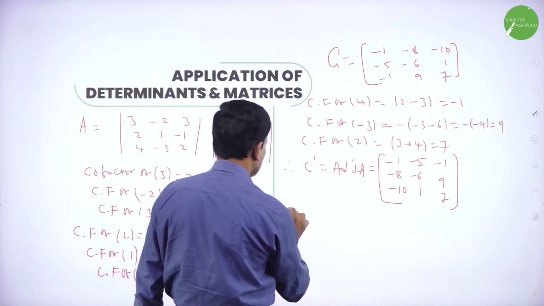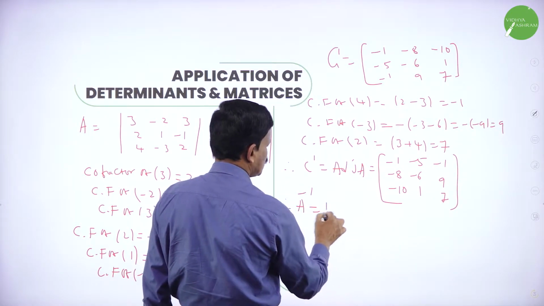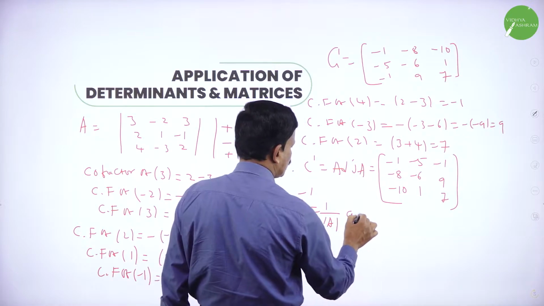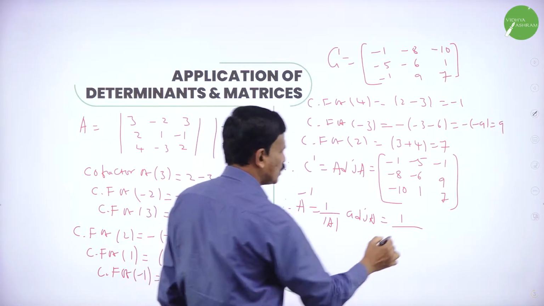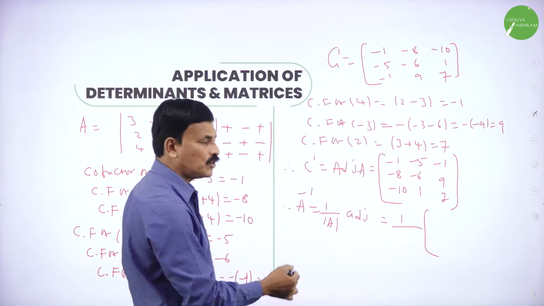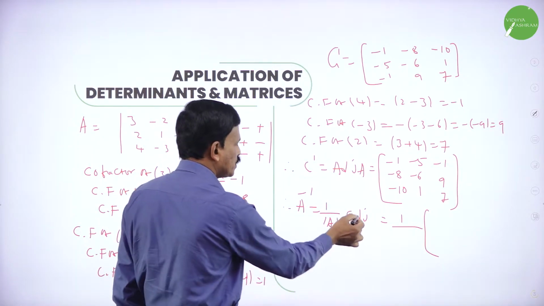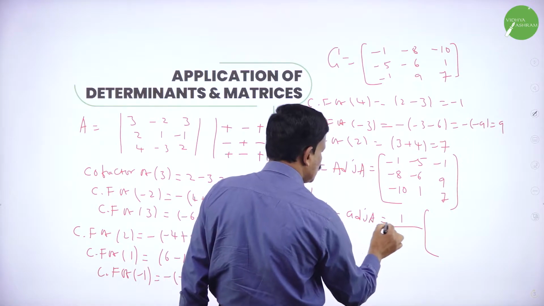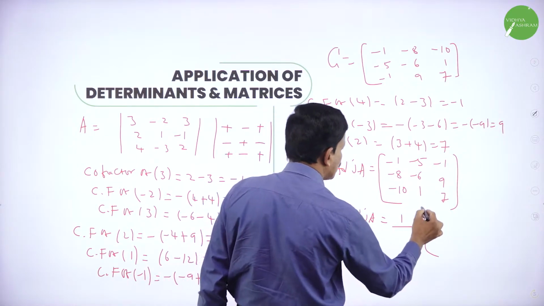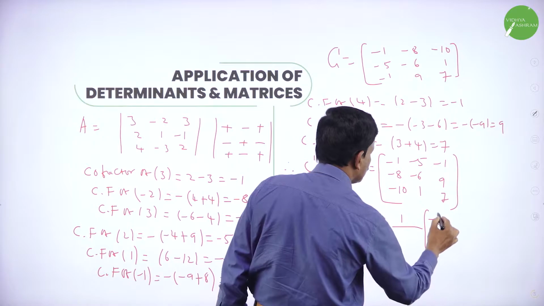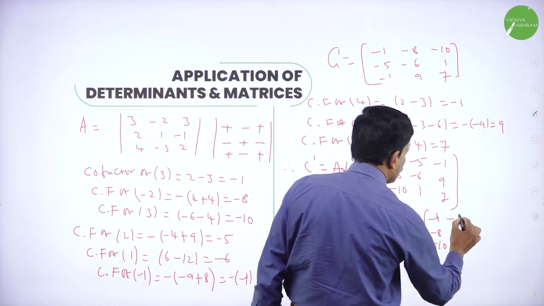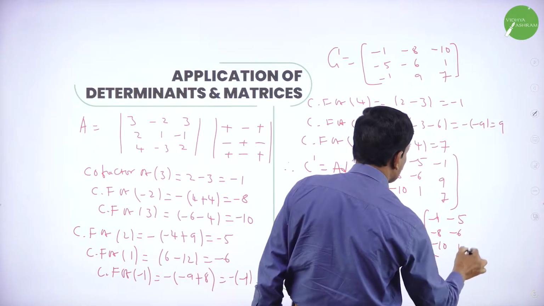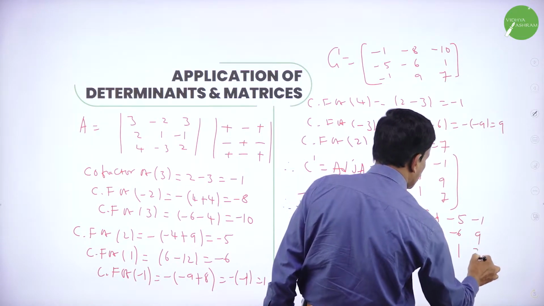Now therefore, you know the formula for A inverse. A inverse is equal to 1 over determinant of A into adjoint of A. Now I will write the determinant. A inverse is equal to 1 over determinant of A into adjoint of A, that is 1 over determinant I will take. I will write the adjoint of A: minus 1, minus 8, minus 10, minus 5, minus 6, 1, minus 1, 9 and 7.